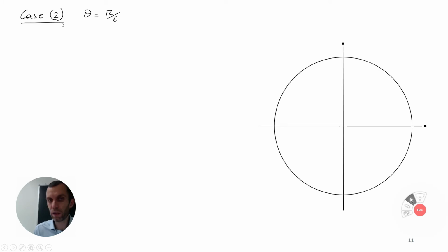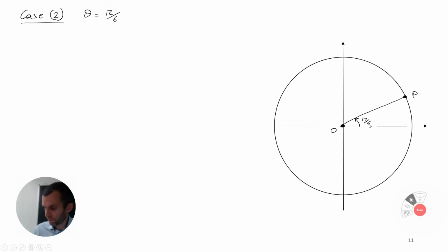Let's do another one, similar. Case 2, theta equal to pi over 6. And that's also going to require a little bit of trigonometric insight. So if we go back to the unit circle, here's our point P. We draw the radius. This is the origin. And this angle right here is pi over 6.